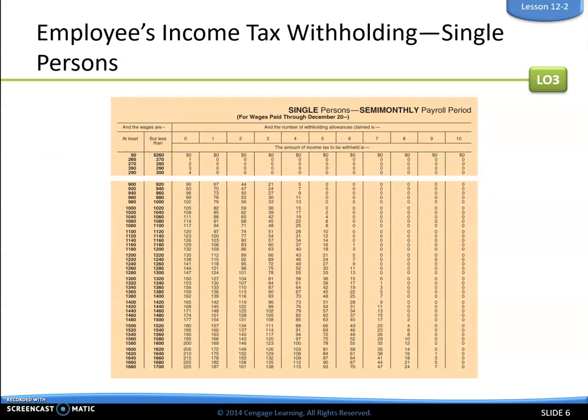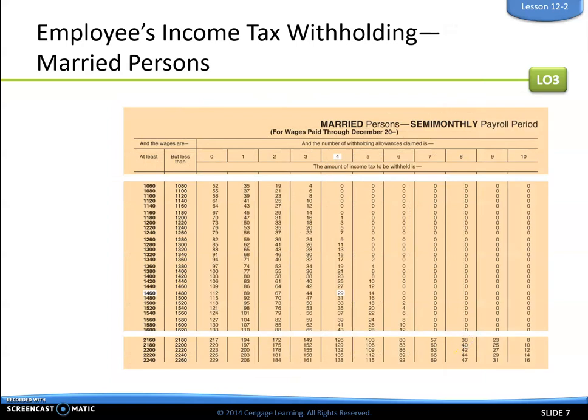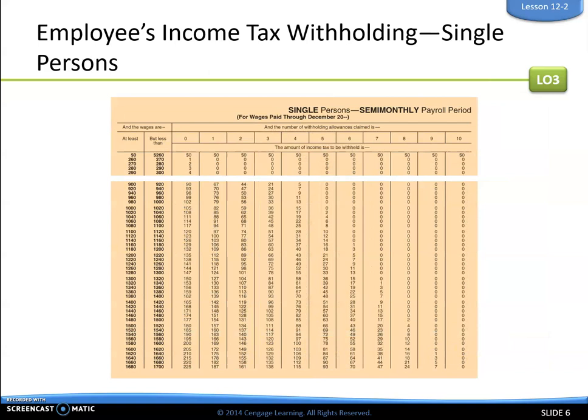Now we're going to look at our employees' income tax withholding for single persons, and then I'm just going to go to this next one. So this is for married persons. So we have 2 different tables depending on their marital status. What we are going to look at is their wages. And so when we look over here, we're going to find where their wage fits. So this is based on at least, and this is but less than.